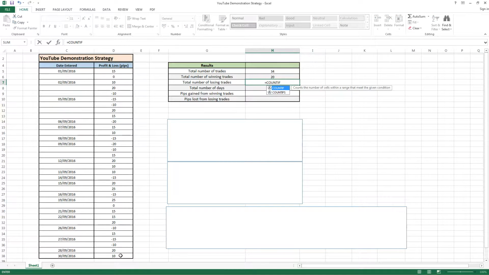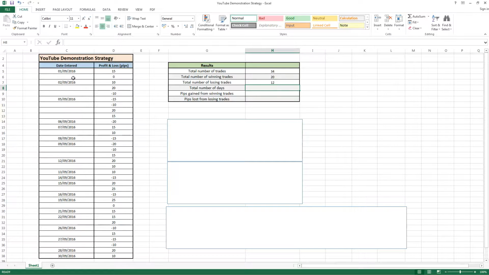COUNTIF, we want the same range. So this time we want less than 0. There we are, 12 trades. So 20 plus 12 is obviously 32, but if we quickly look down this list we can see we've got 2 break-even trades which won't be counted in these two counts here, which would take us up to 34. So we're on track.